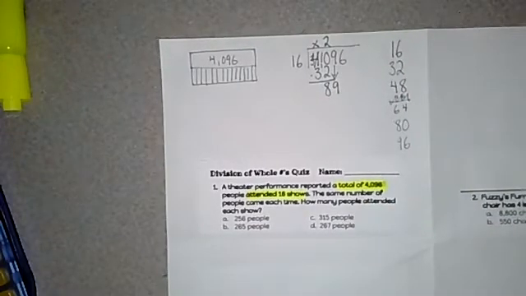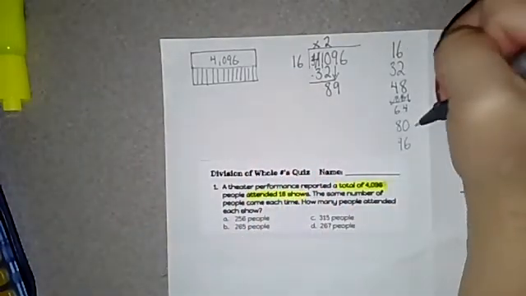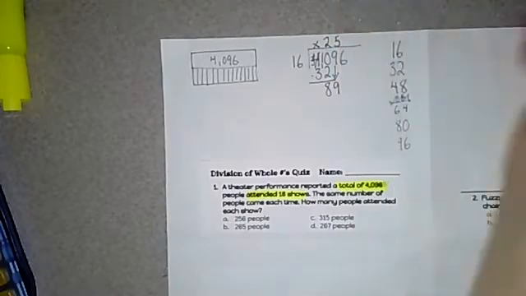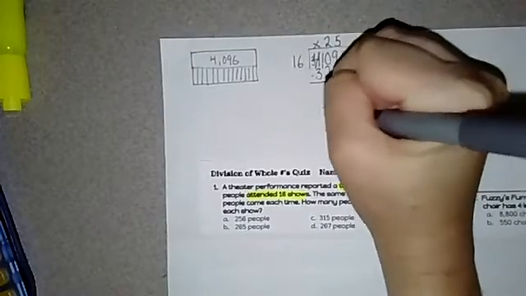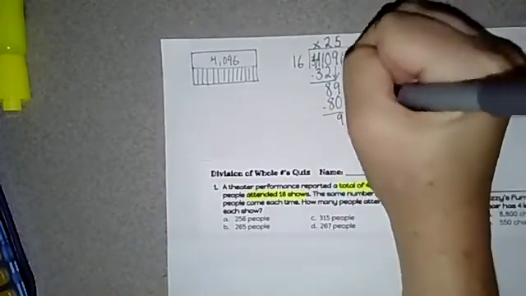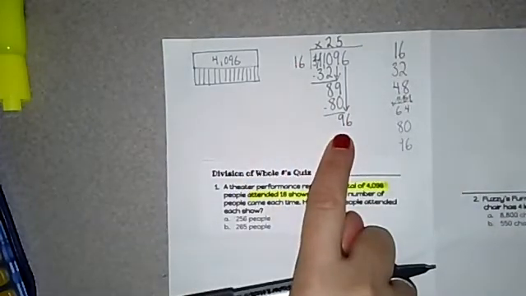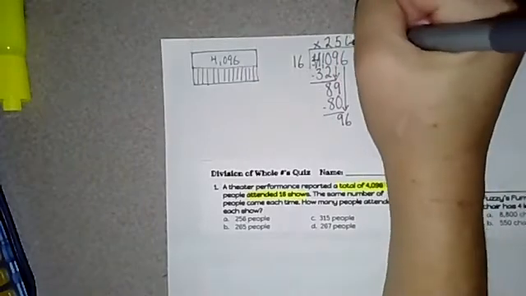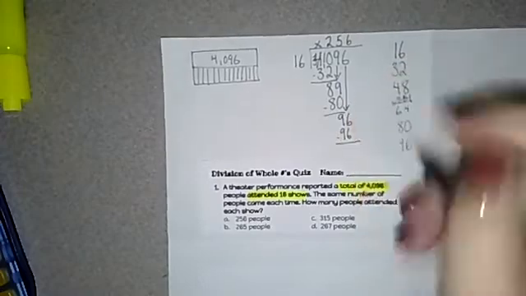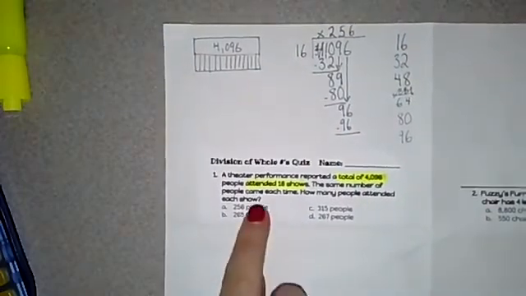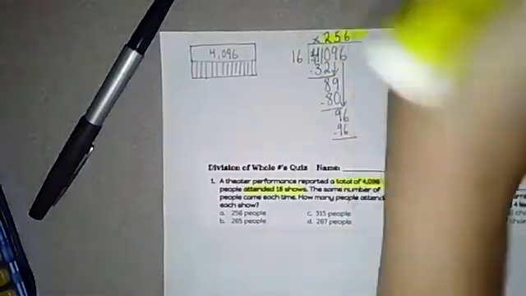All right. Jaden, how many 16s are in 89? 5. Put your 5 up top. 5 times 16 is 80. And when you subtract, you get a 9. Then bring down the 6. Jaden, how many 16s are in 96? Very good. Put your 6 here. 6 times 16 is 96. Now the answer was 256. Cool.